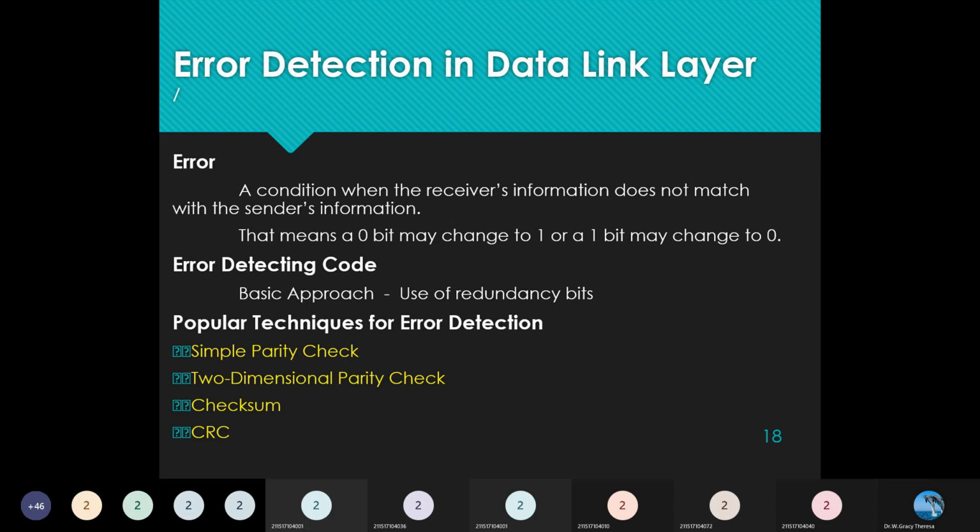So first let us study error detection in the data link layer. Let me go through each and every technique, starting from the simple parity to CRC.